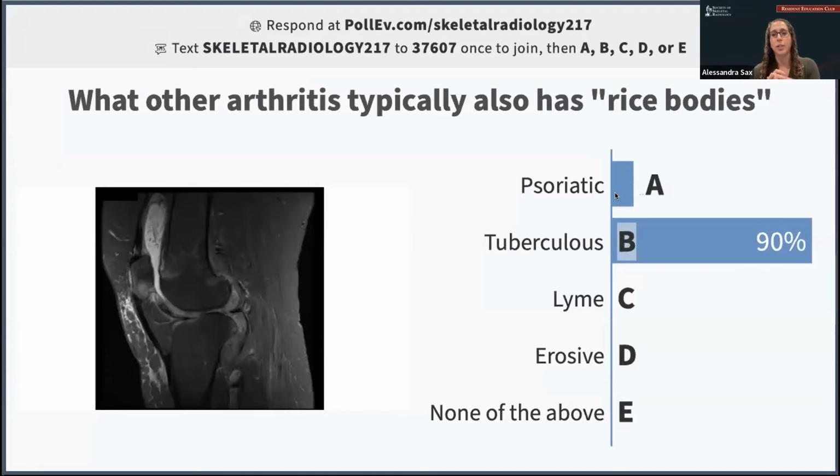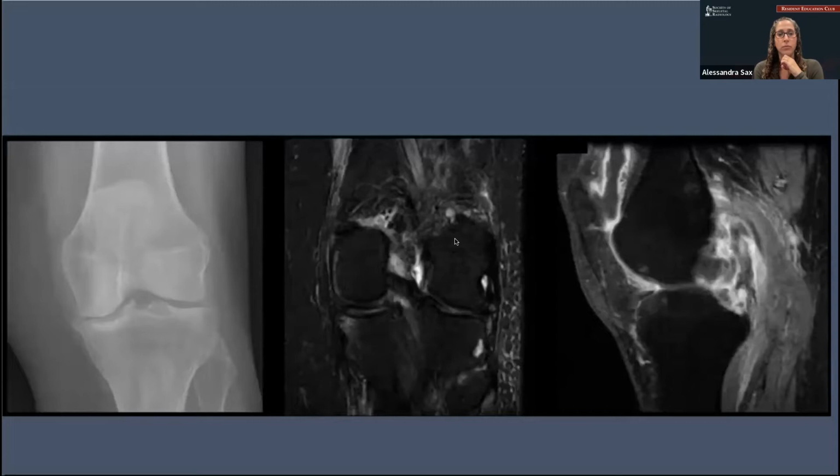Good. Looks like we're leaning towards tuberculous arthritis, and that is correct. This is another arthritis. I don't know if this radiograph is coming across well, but we can see that there's calcification here within the medial joint compartment. We can see some of those calcifications here on the MRI, and we can also see that this synovium is a little thick and is demonstrating some enhancement. This happens to be a case of CPPD.